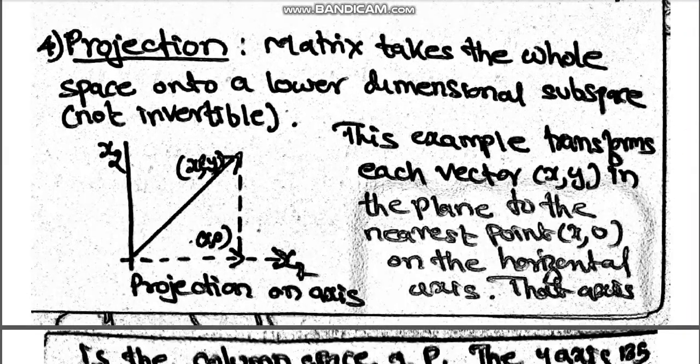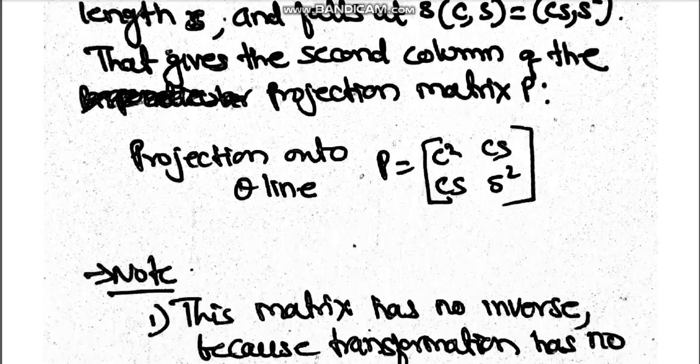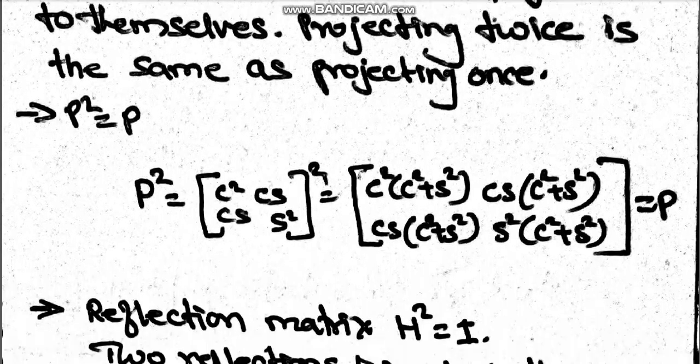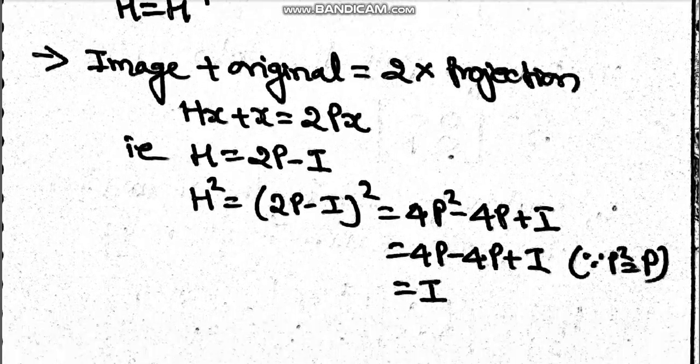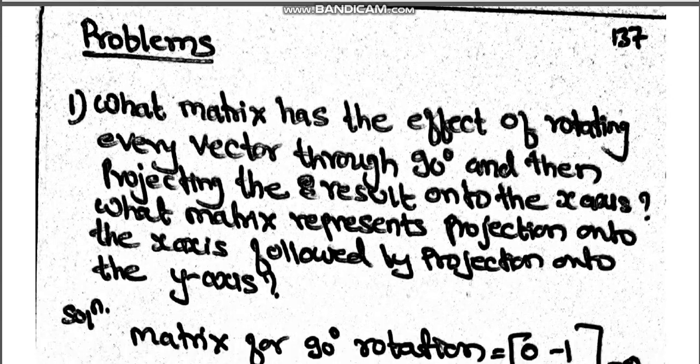Already we have done the projection. I have explained the projection, and I have told you about the reflection properties as well. So coming to some of the problems, look at the problems using the geometrical representation of linear transformation. One problem asks: what matrix has the effect of rotating every vector through 90 degrees? He has not mentioned clockwise or anti-clockwise.